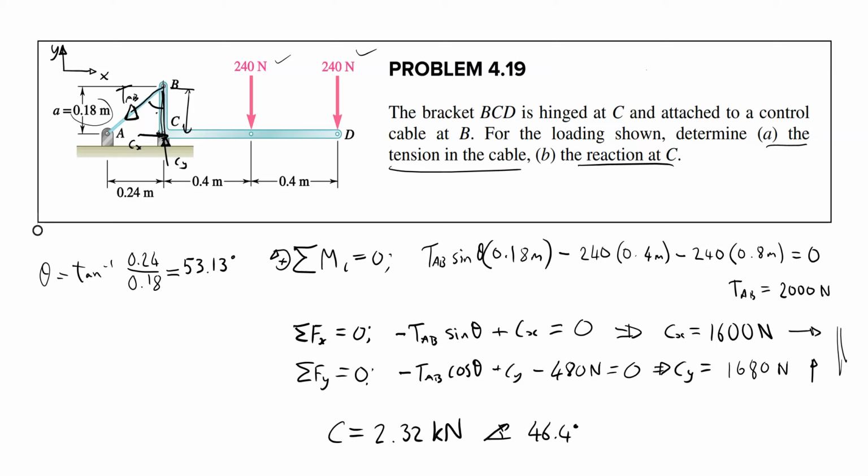Okay, so there we've got that. TAB we found along the direction of this cable, and for C we found the two components that we then combined to find the magnitude and direction of that. So with all these problems, fairly straightforward, you're going to be doing a pretty similar thing. Generally, sum of moments, sum of forces in each direction.